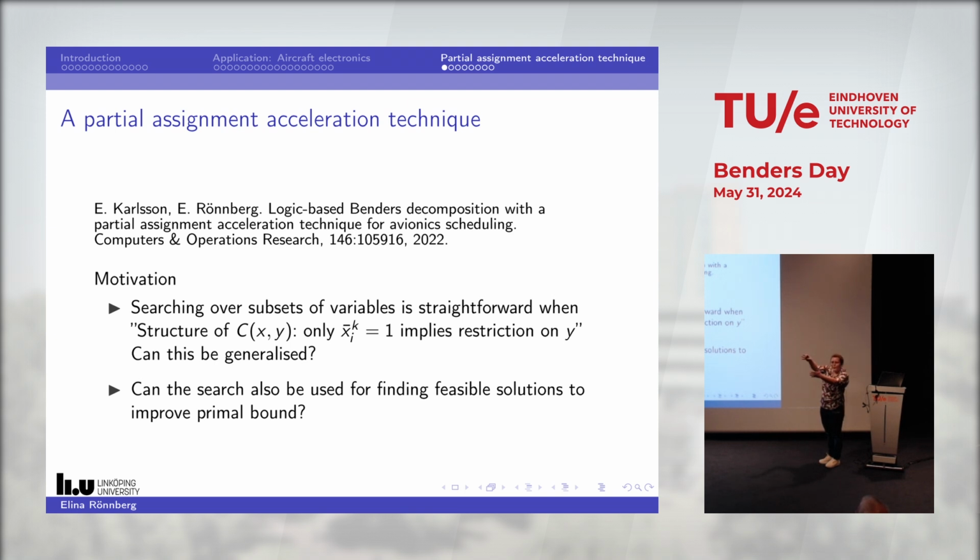Now we need to go back to the first part of the presentation and remember what was said then, that we do these searches over subsets of variables when we have this nice implication structure. Then we can do these searches for subsets and return stronger cuts. But what happens if we almost have this nice implication structure, but something makes it not work? Can we generalize this a bit if we still want to use these search techniques? And also, can we use the search that we do to strengthen our cuts to also find feasible solutions? Because that's a way to improve the primal bound as we go along.